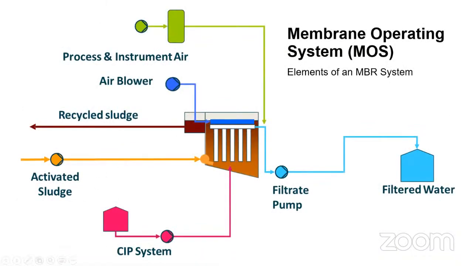Typical elements of an MBR would be this. You have a membrane submerged in a tank. There is sludge, there is a feed coming in, and recycled sludge taken out. There is an air blower for cleaning purposes. There is a filtrate suction by a pump, and the filtrate is collected. A cleaning arrangement is provided. So this is all what you would see in a typical MBR plant.